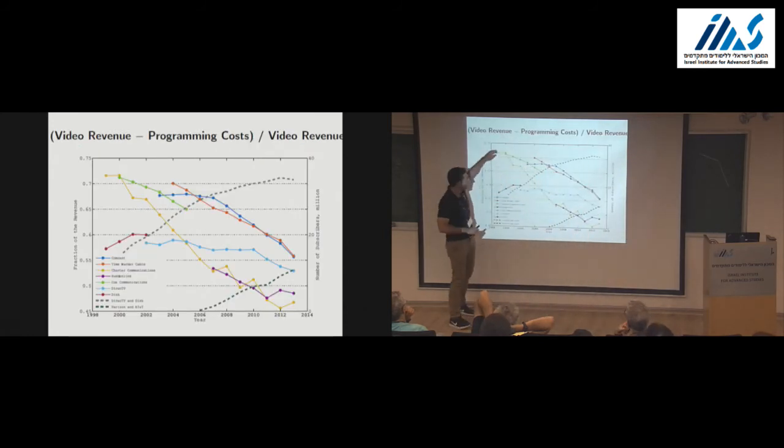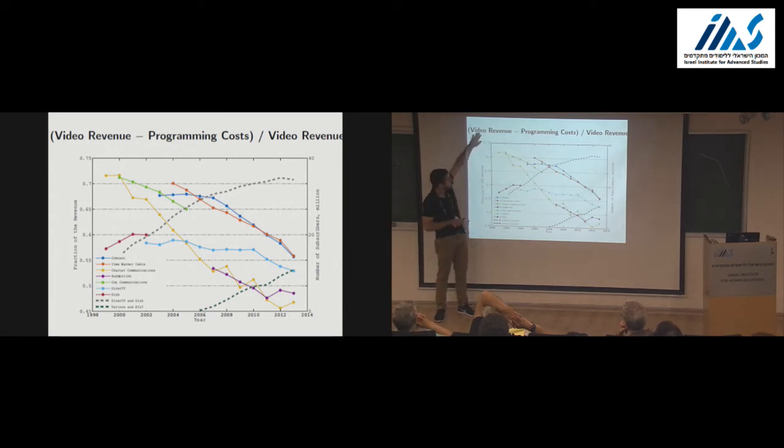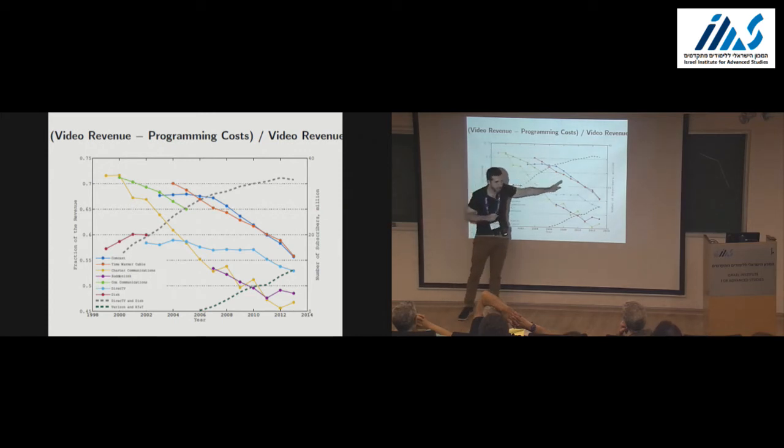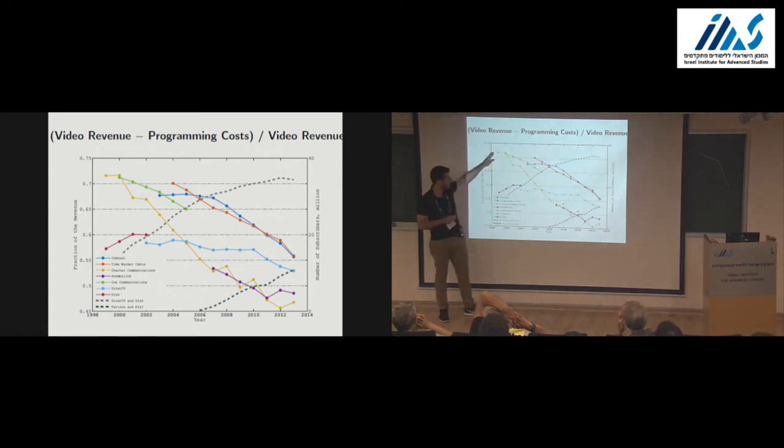Each one of these lines is over time for a firm, their revenue minus how much they pay to the content, so revenue to the downstream firm minus how much they pay to the content, divided by their video revenue. The distributors want this to be big, and the content companies want this to be small, so the content is getting more of the revenue. What you see over time is that the distributors are getting less and less of the pie. So their bargaining power is going down over time.